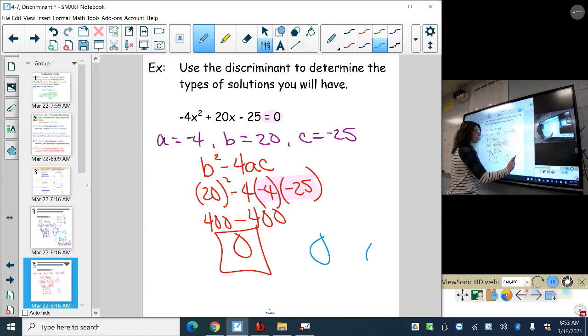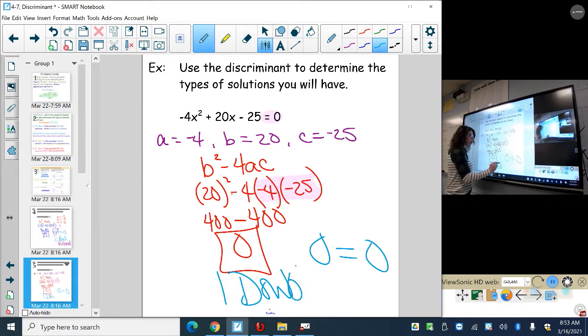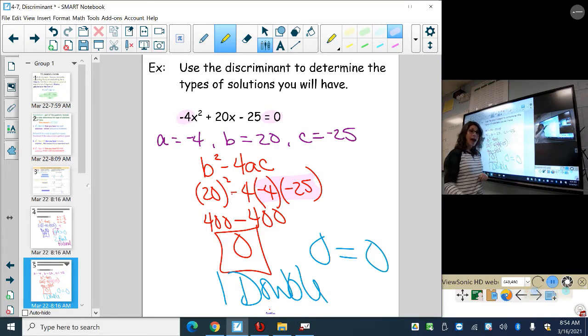Now, you are going to compare and contrast 0, which is your discriminant, to the value 0. Is it less than, greater than, or equal to? It is equal to it, which means I'm going to have one double root, meaning it is going to touch the graph in one spot and either shoot back up or shoot back down. How do I know what it's going to do? It's actually going to touch it in one spot and shoot back down because -4 is my A value. Okay?